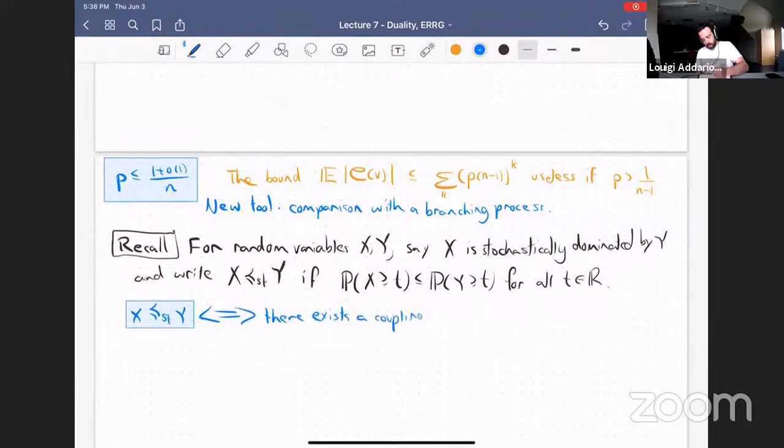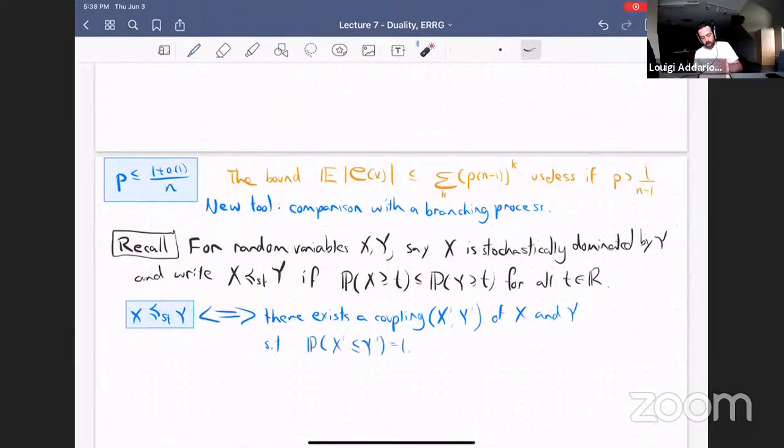So a coupling x prime, y prime of x and y such that the probability x prime is at most y prime is equal to 1. Right, so a coupling of them means there's a way to define random variables with the same distributions as x and y, but on the same space, and such that this x is almost surely less than y.